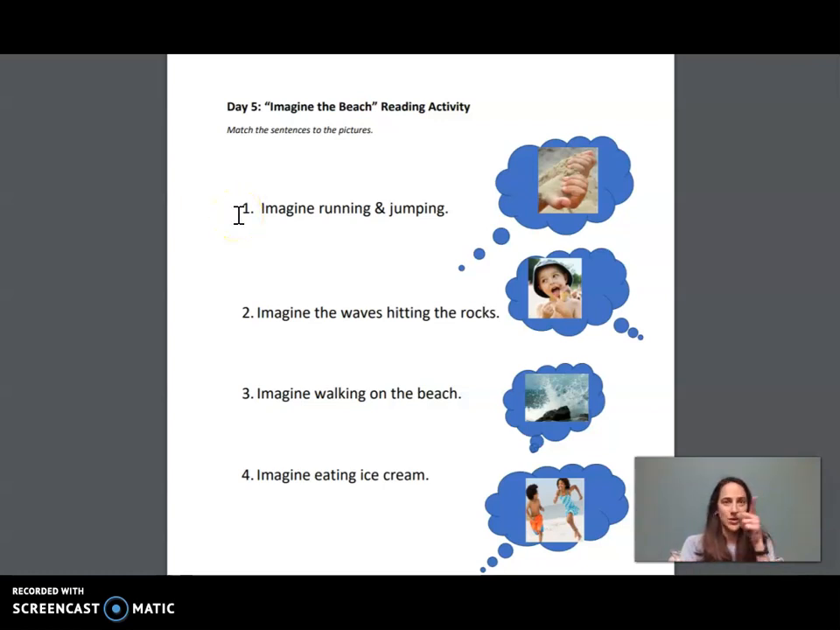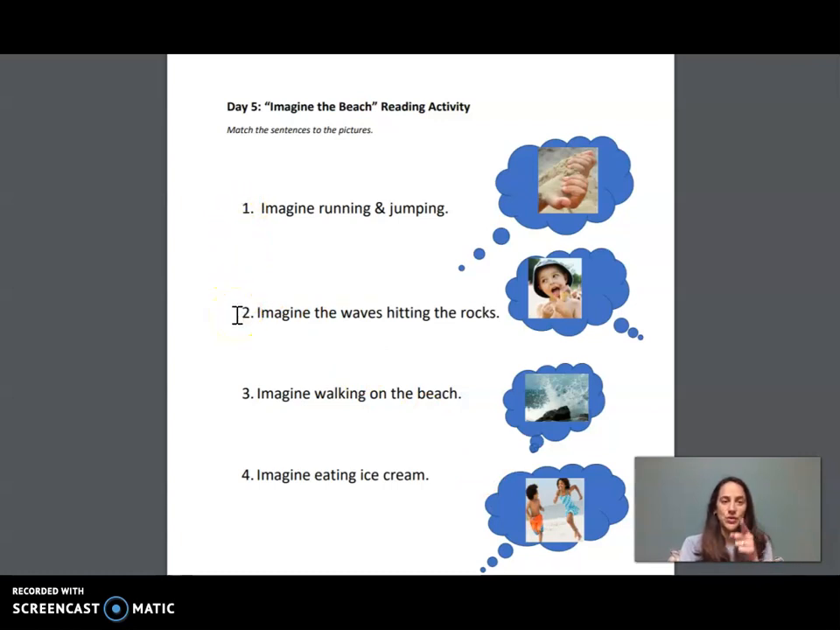Number 1, you read it. I imagine running and jumping. Find the picture that shows this. Yes, here they are. Let's read it together. I imagine running and jumping.